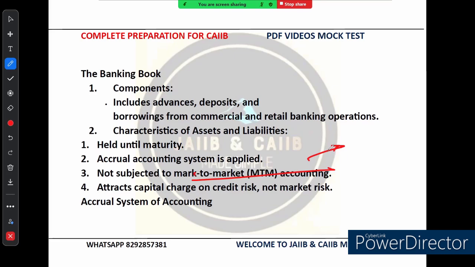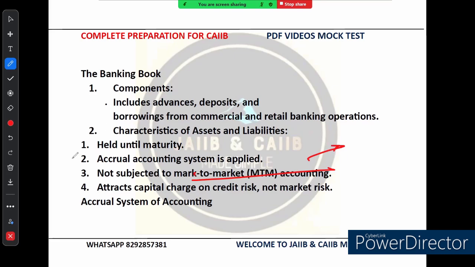The next is capital charge on credit risk. Lastly, the banking book attracts a capital charge on credit risk, meaning that the bank needs to set aside some capital to cover the risk that a borrower might default on their loan. Already I have told you it is exposed to credit risk. However, it does not attract capital for market risk because the assets are not sold frequently.